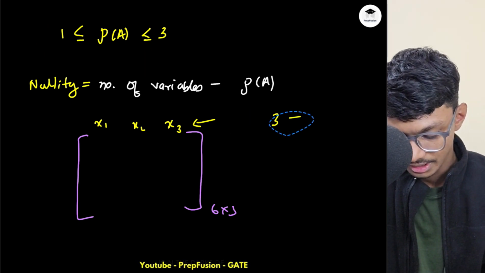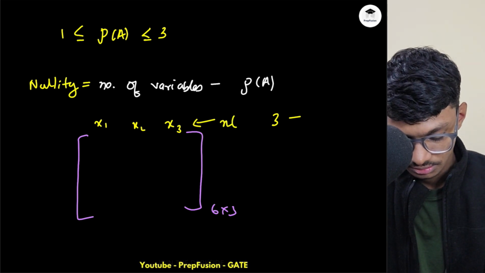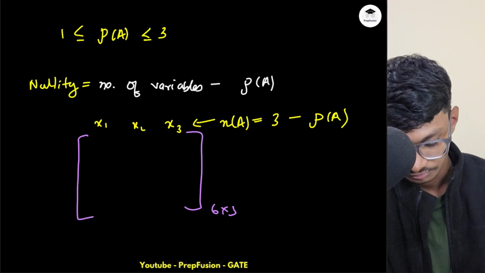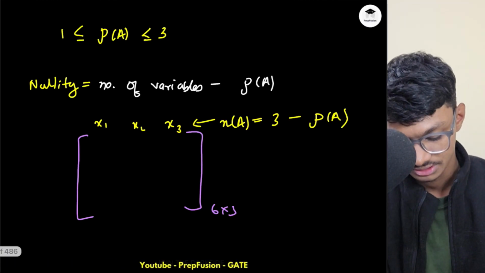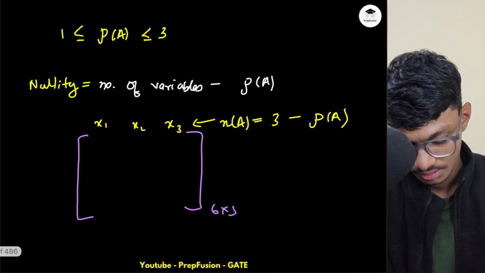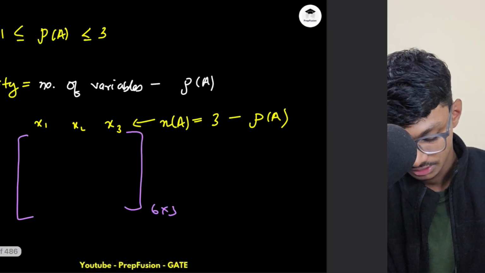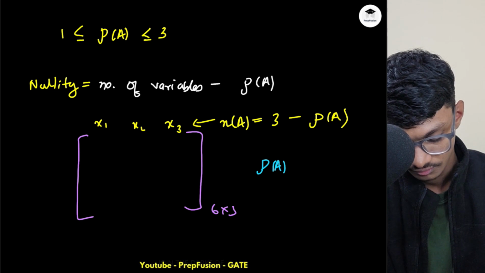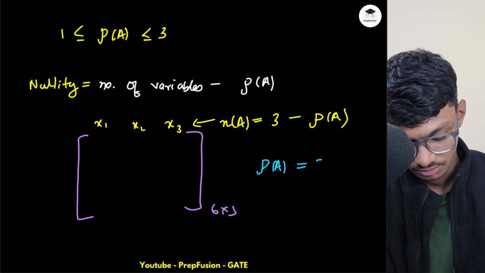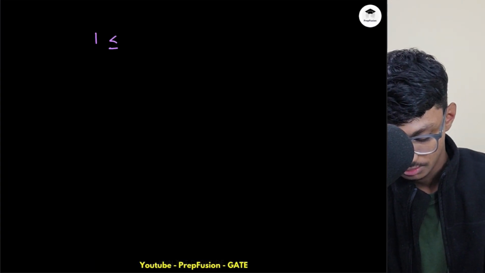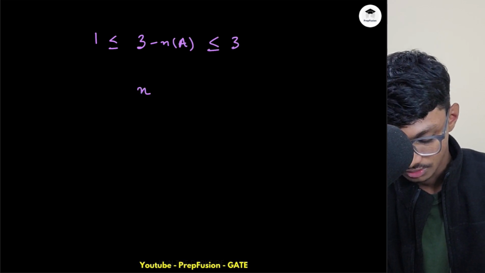So my nullity, N(A), equals 3 minus rank of A. If it is equal to 3 minus rank of A, then what does this mean? So how can N(A) vary? Let me put this here. Rank of A will be equal to 3 minus N(A). Now rank of A is varying from 1 to 3, so 3 minus N(A) lies between 1 and 3. So N(A) can vary.